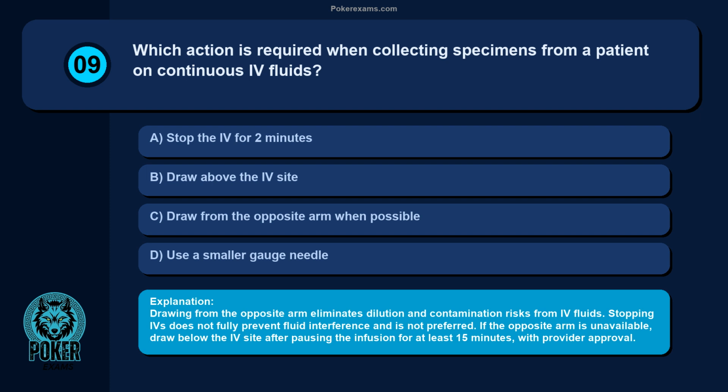Drawing from the opposite arm eliminates dilution and contamination risks from IV fluids. Stopping IVs does not fully prevent fluid interference and is not preferred. If the opposite arm is unavailable, draw below the IV site after pausing the infusion for at least 15 minutes, with provider approval.